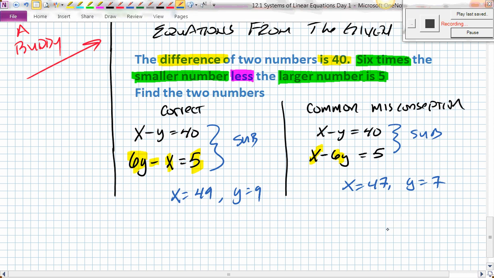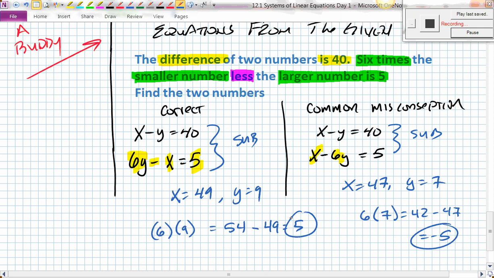But when we do 6 times the smaller number, 6 times 9 gives us 54, less the larger number, 9. That's where the 5 comes into play. Where the other one says, go ahead and go, 6 times the smaller number 7, which is 42, minus the other number, 47, is negative 5. You see the difference between the two now? It's always going to be phrased like that? Well, this is just how this is phrased in the book, so I wanted to talk about it. All right.